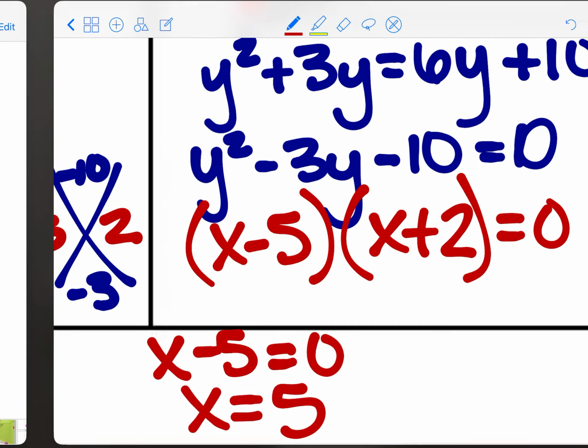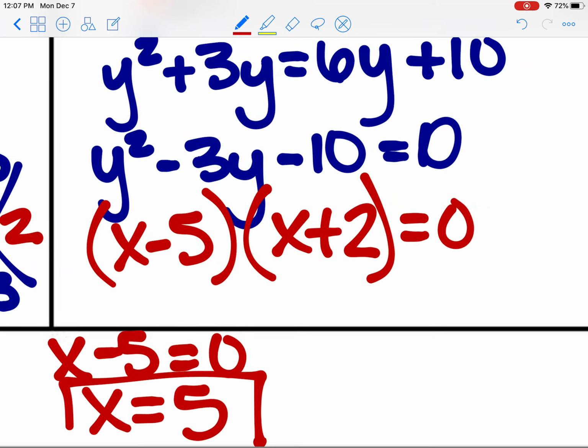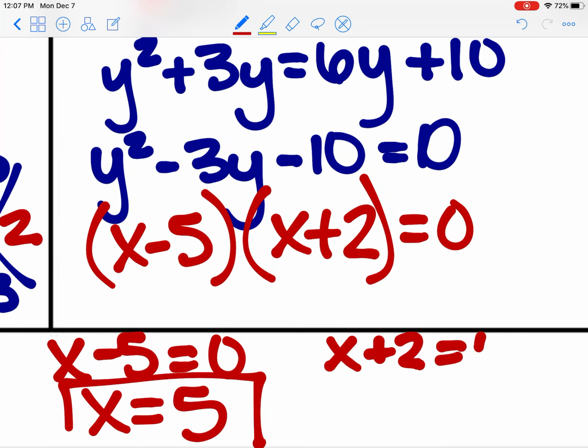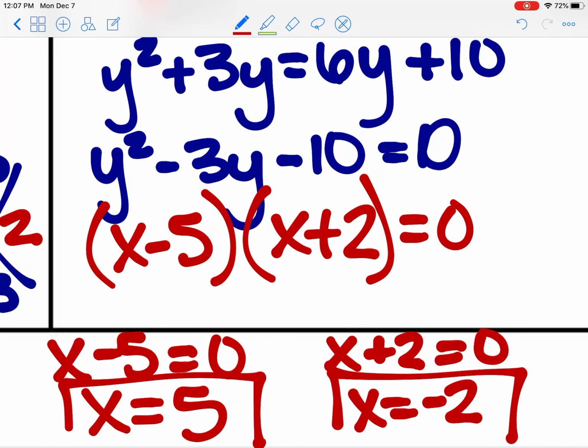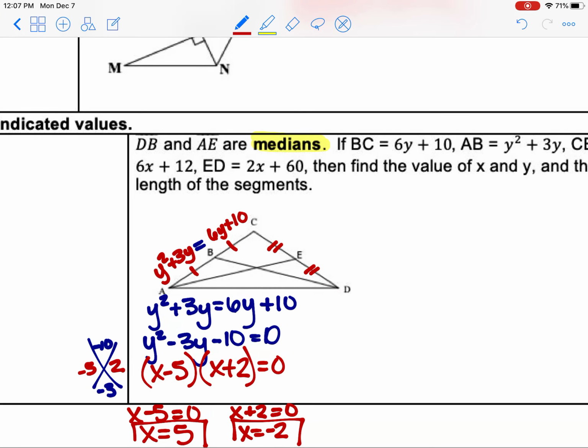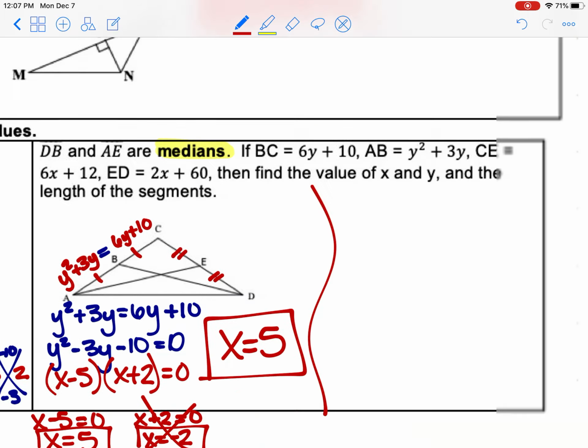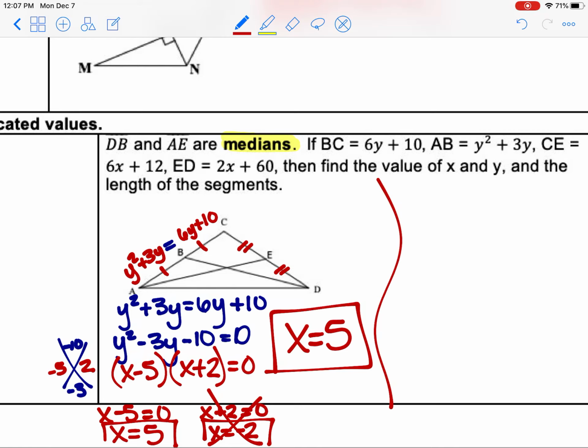We would set each of those equal to 0. x minus 5 and x plus 2. Now, both could work, only one could work. So we have to kind of test that out. If we were to plug in that negative value and say 6 times negative 2 plus 10, we would get a negative 12 plus 10, which would be negative 2. And you can't have a negative length, so we know that this one's out. 5 has to be your answer. So let's say x equals 5 here, just so that we remember in case we need it for anything else.